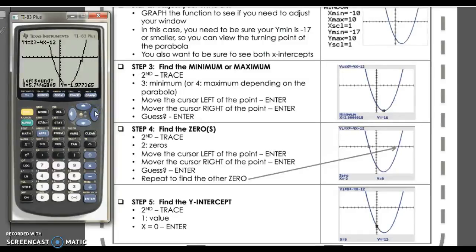So now I'm underneath it. I'm going to hit enter. My right bound, I need to be above it. I'm going to hit enter. Hit enter again. And my other zero, my other x-intercept is at (6, 0).